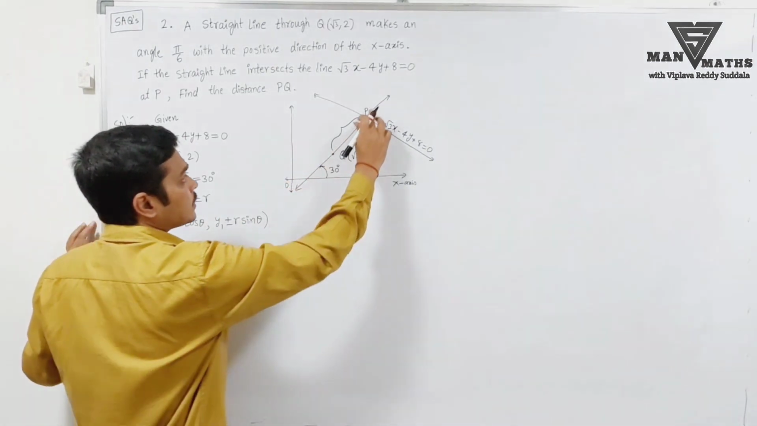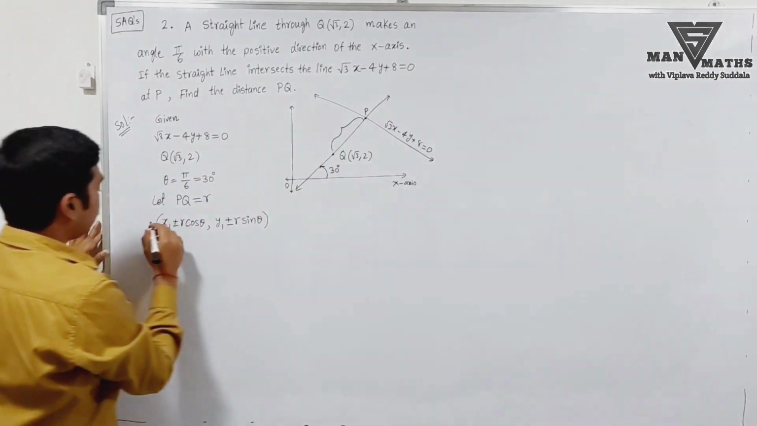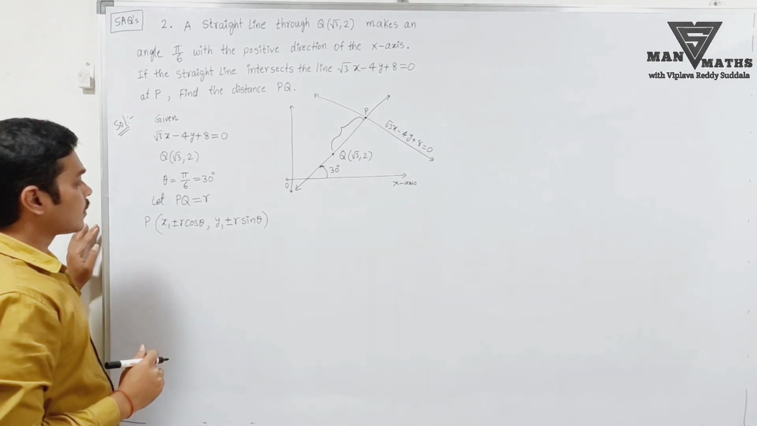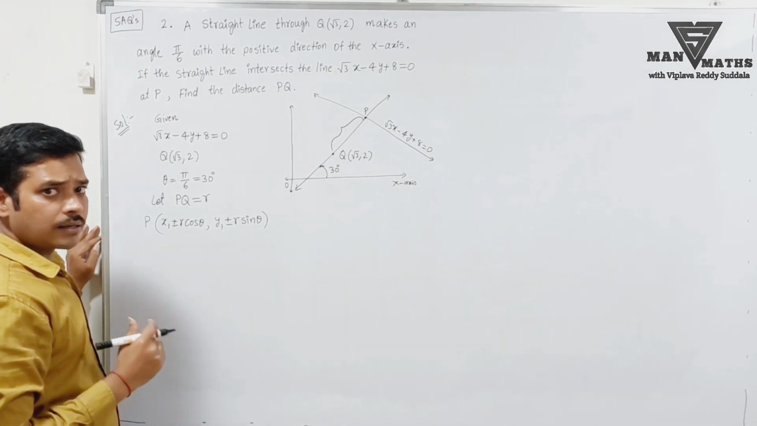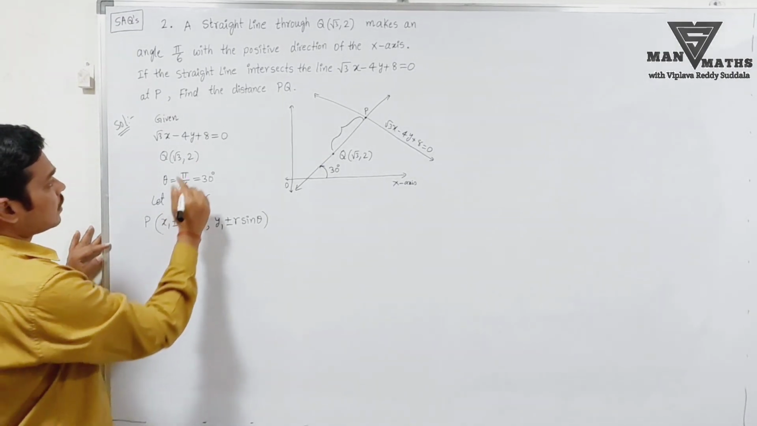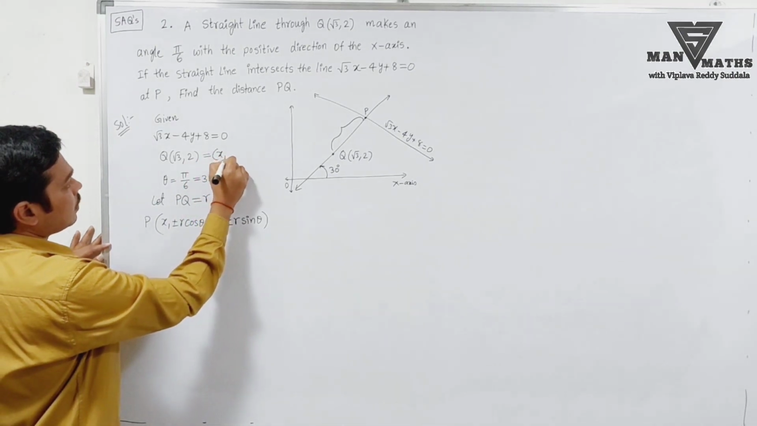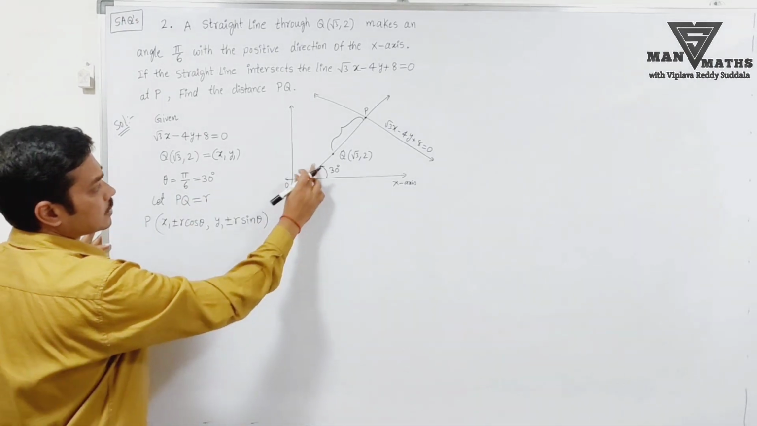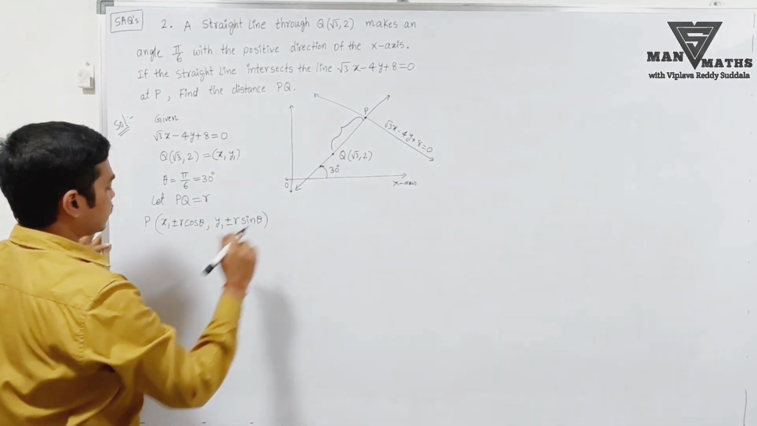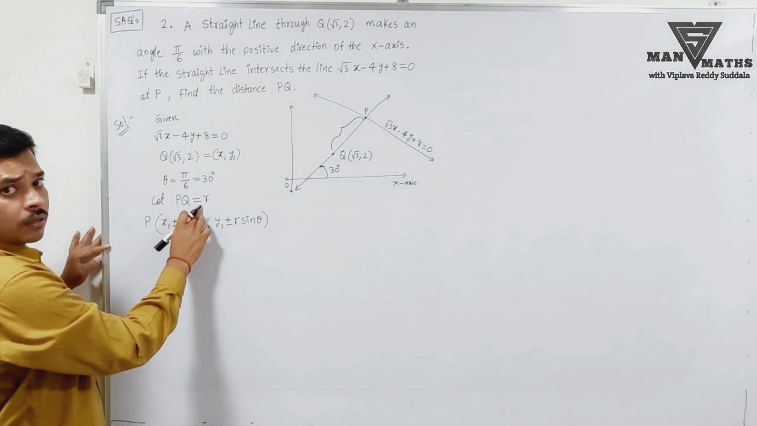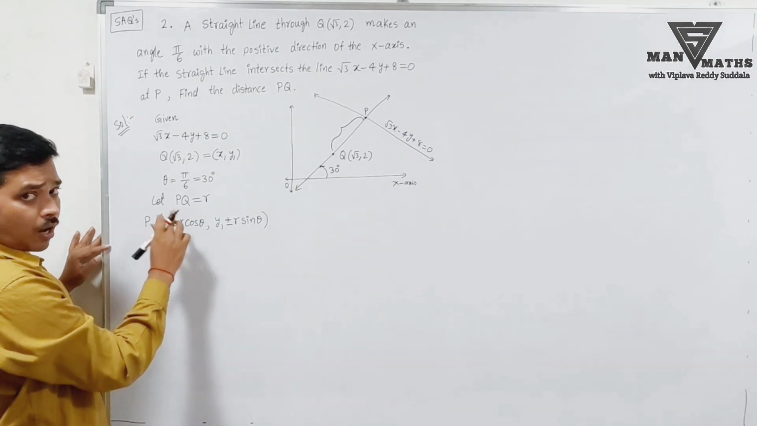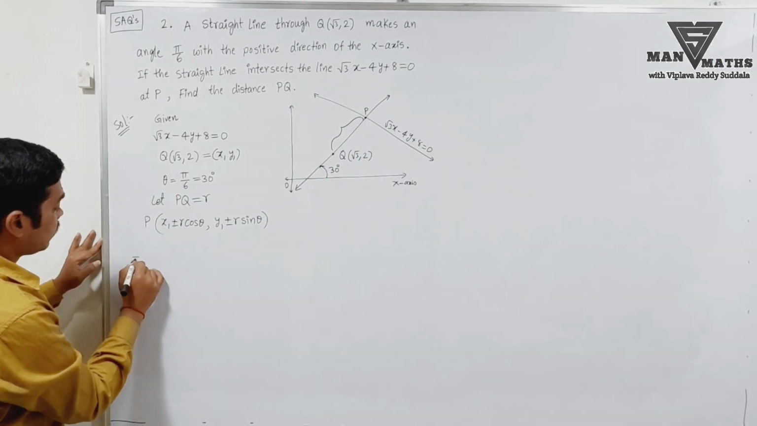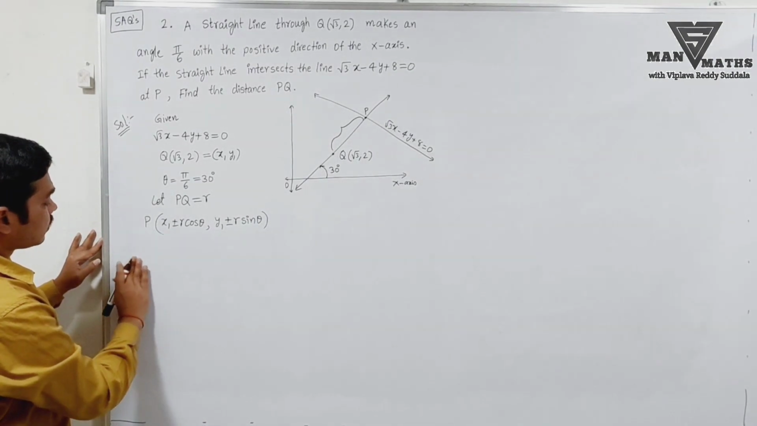Here Q is the given point, P is the unknown point. So P lies on this line. So let P also be in the form of x1 plus or minus r cos theta, comma y1 plus or minus r sin theta. Here x1, y1 is the given point, and theta is the given angle, the inclination of this line with the x-axis, and r is the distance between P and Q. You have to find out the r value here. Now find the coordinates of P.